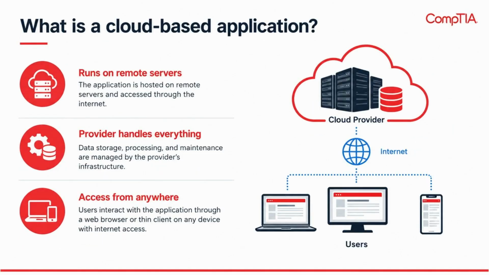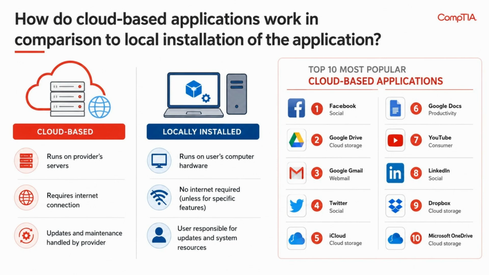So what exactly is a cloud-based application? It is software that runs on remote servers rather than your local machine. You access these programs through the internet, while the provider handles all the infrastructure, storage, and maintenance. Comparing cloud-based apps to local ones. Local apps run on your hardware and offer offline access, whereas cloud apps rely on the internet. Cloud providers handle your updates, whereas you must manage those tasks locally.